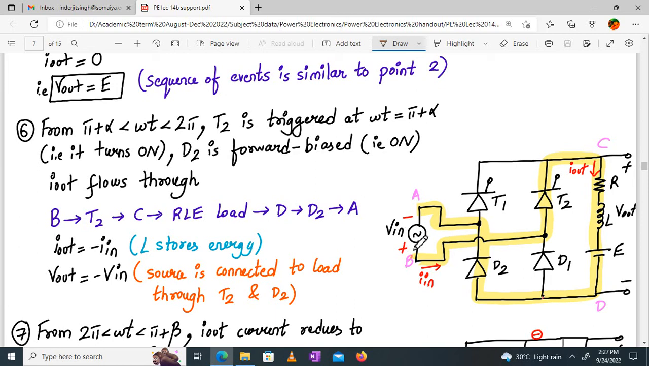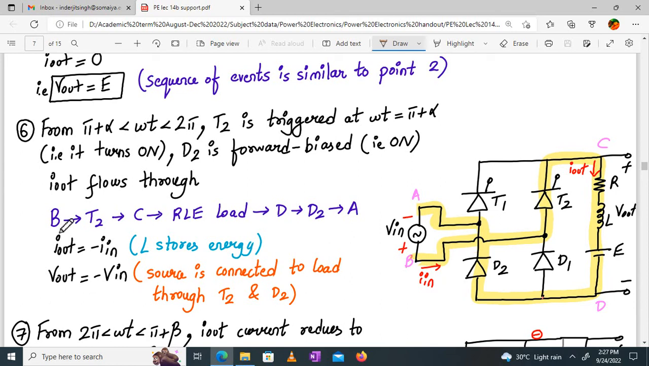Your input source will be connected to the load but with opposite polarity via D2 and T2 devices connected to the RL load, right? So here in this case, since the direction of the input source current has changed, but the direction of the output load current has not changed. Why? Because of the unidirectional nature of current flow through the diode as well as the SCR. It will not allow the current to flow in the opposite direction, right?